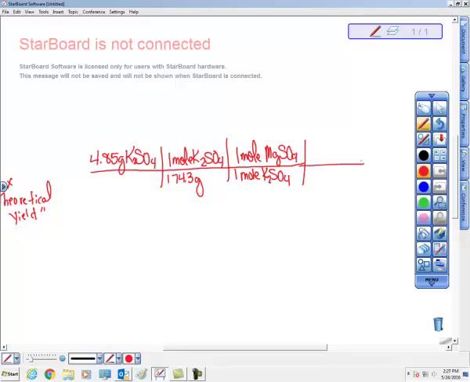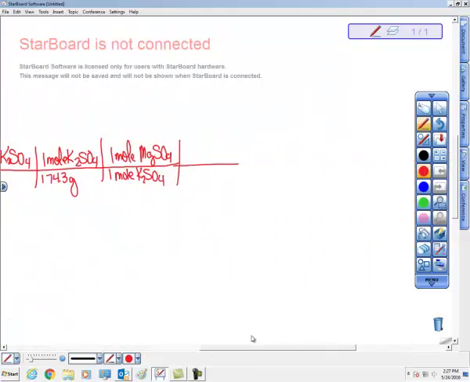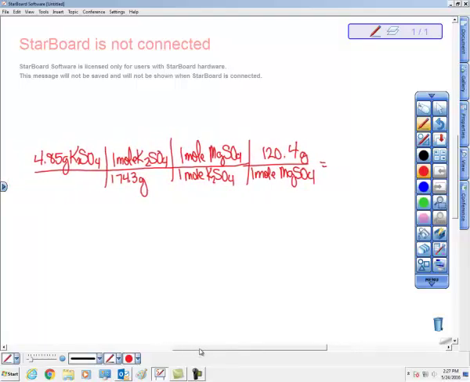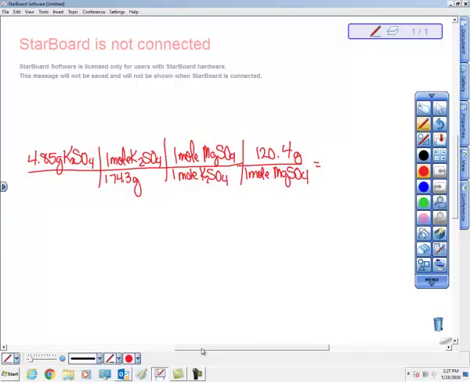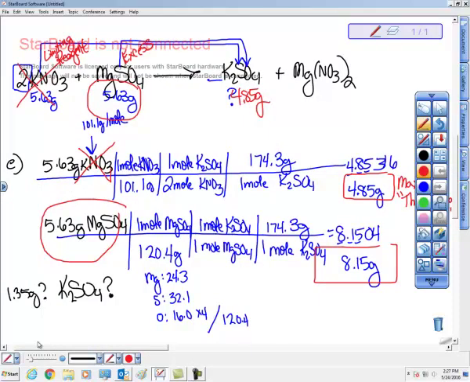Okay, and let's get the mass of my MgSO4. That is 120.4 grams. Alright, the answer to this will be the amount of MgSO4 that I actually used. To figure out excess, what would you guys have to do? Subtract from the initial value, 5.63 grams.